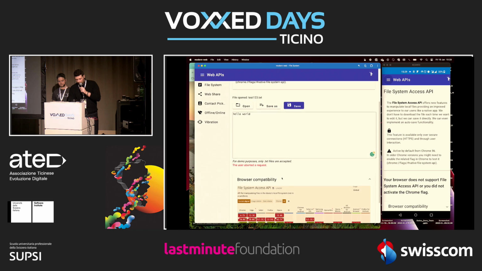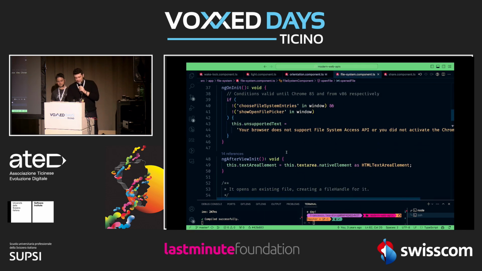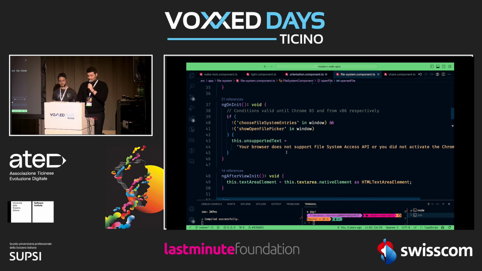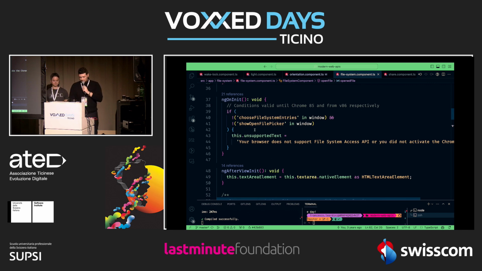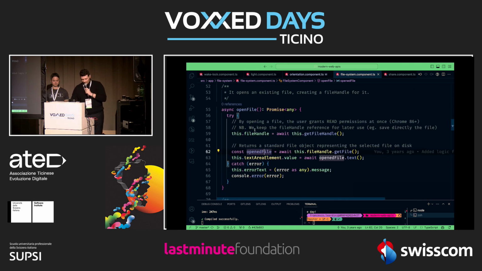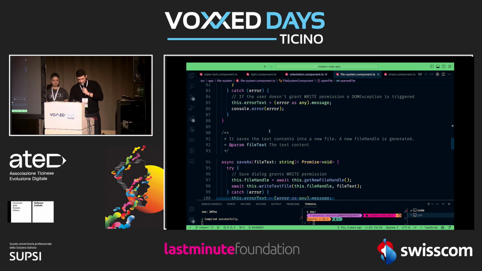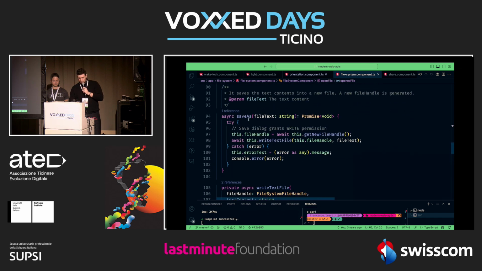But to look into the code, let me go to the file system in here. You can start, of course, here in the ngOnInit, where you have the usual checks to see if your browser currently supports this feature. And you can start with whatever you want: either you open a file or you save as. Let me start, for example, with save as, which is the case in which you don't have any file in your file system for the moment.